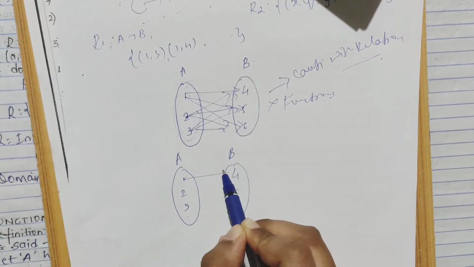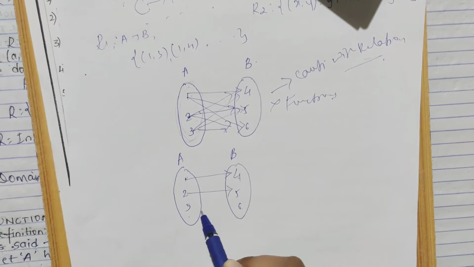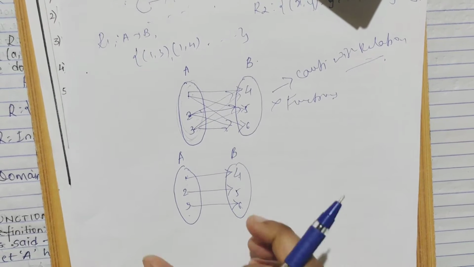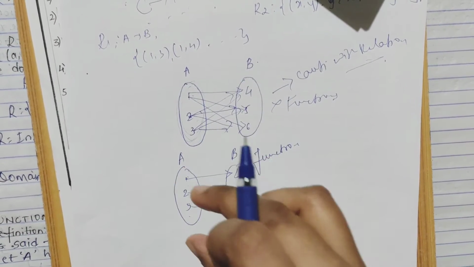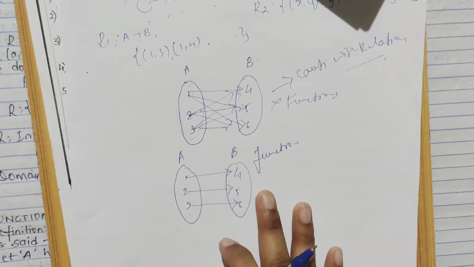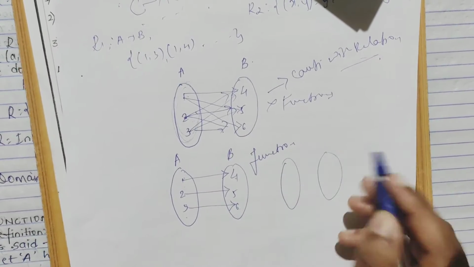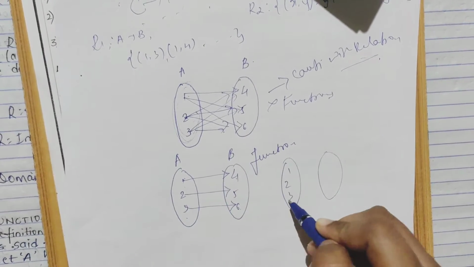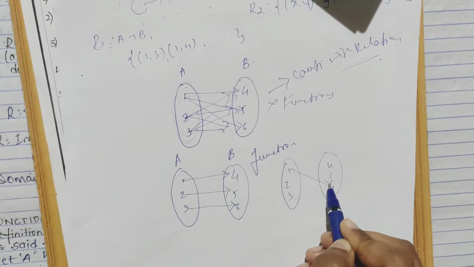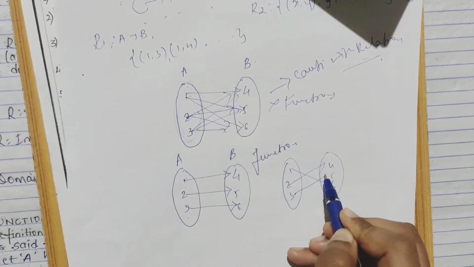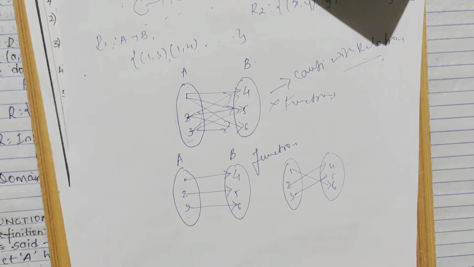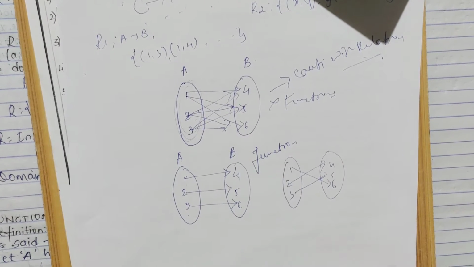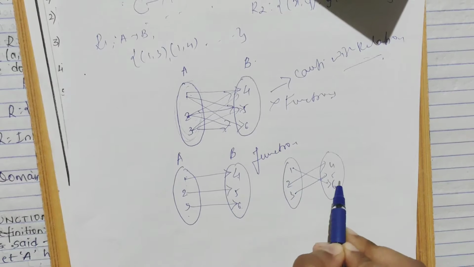Now if 1 is mapped to 4, 2 is mapped to 5, 3 is mapped to 6, this is called a function, where every element of A has only one image. It's not necessary that it should be in a straight line. If 1 is mapped to 6, 2 is mapped to 4, 3 is mapped to 5, even this is okay, because ours is only concerned with every element of this set having only one image. You can see 1 is mapped only with 6, so it has only one image.